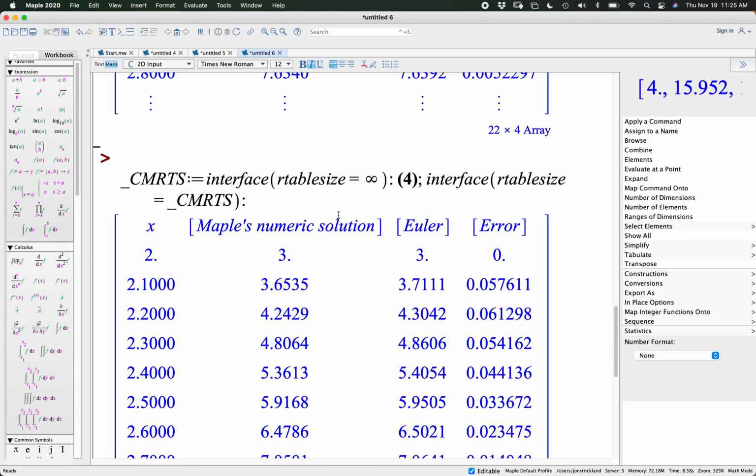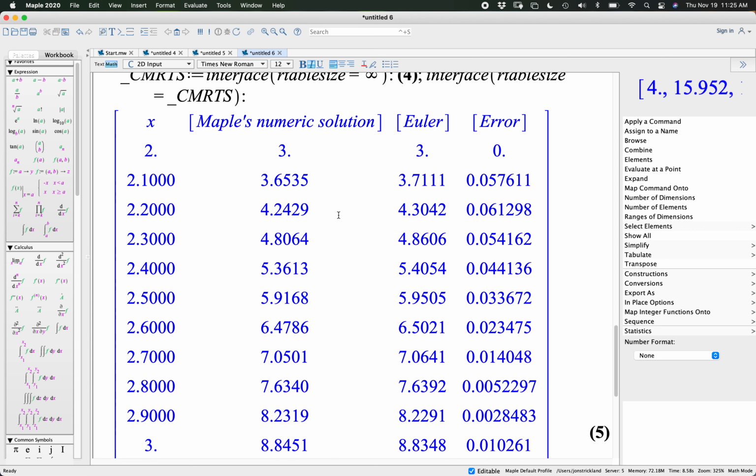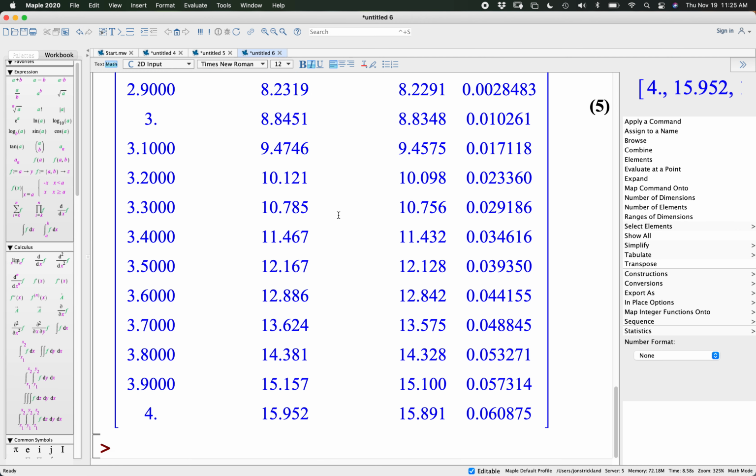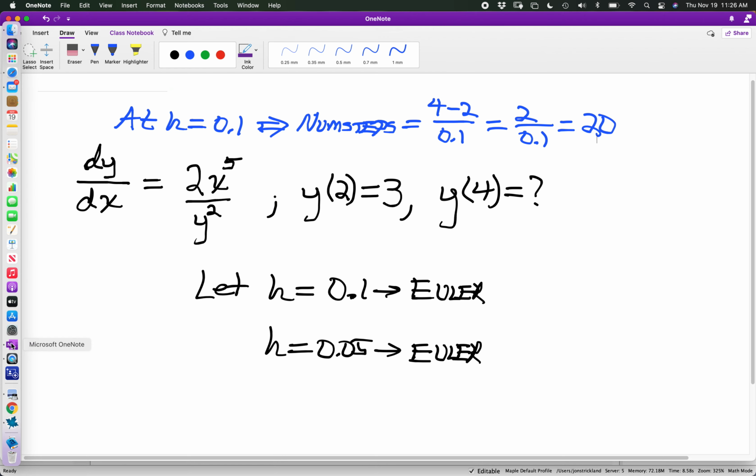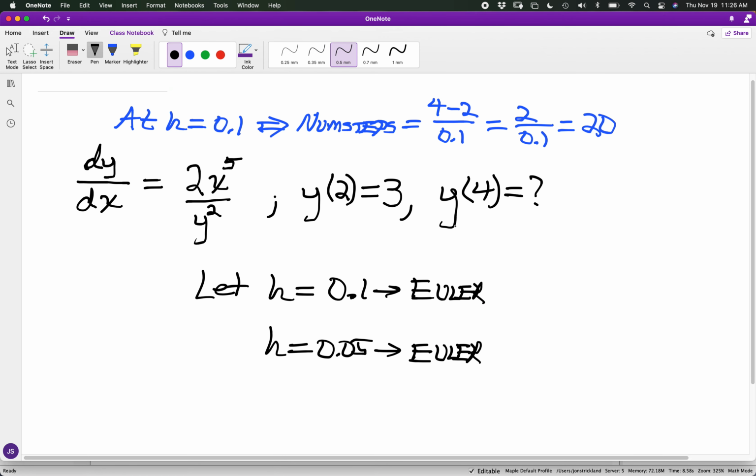Okay, there we go. So with the second column, we have Maple's numeric solution, and you have the Euler counterpart. Now for this equation, the Euler approach is not too bad in terms of the amount of error. Much smaller in comparison to what was used in the first equation. So Maple's answer, the correct answer, is 15.952, and with the Euler, you have 15.891, and the size of the error is 0.06. Okay, so with Euler, about 15.891, and that's for the step size 0.1.